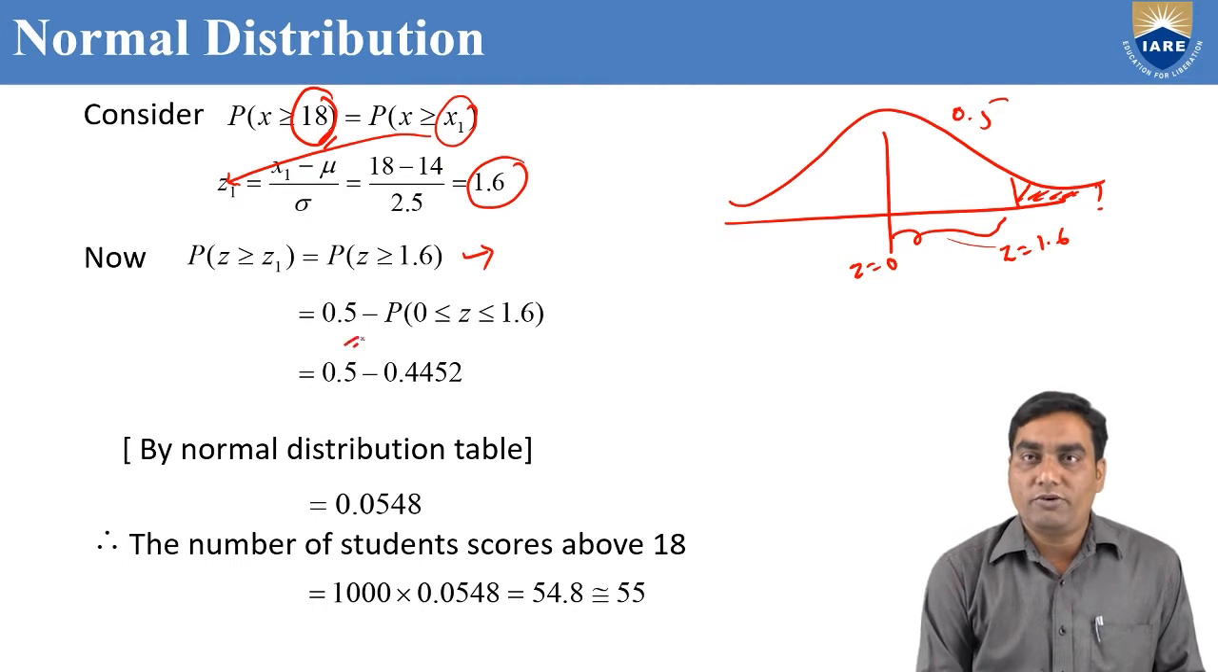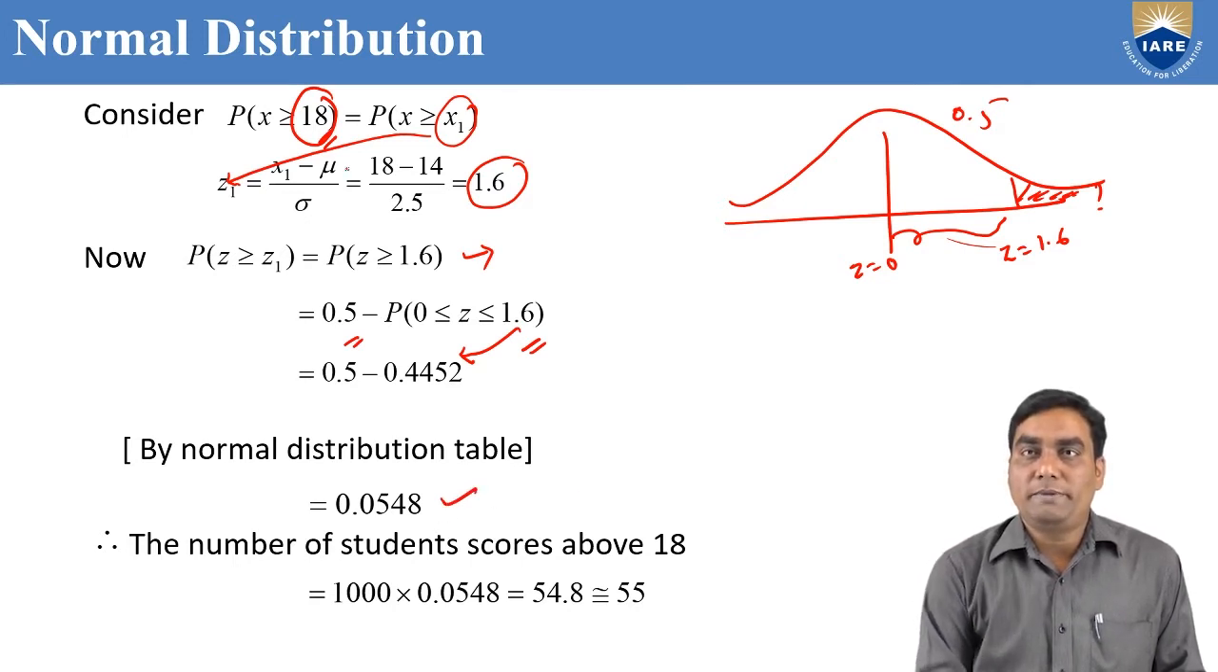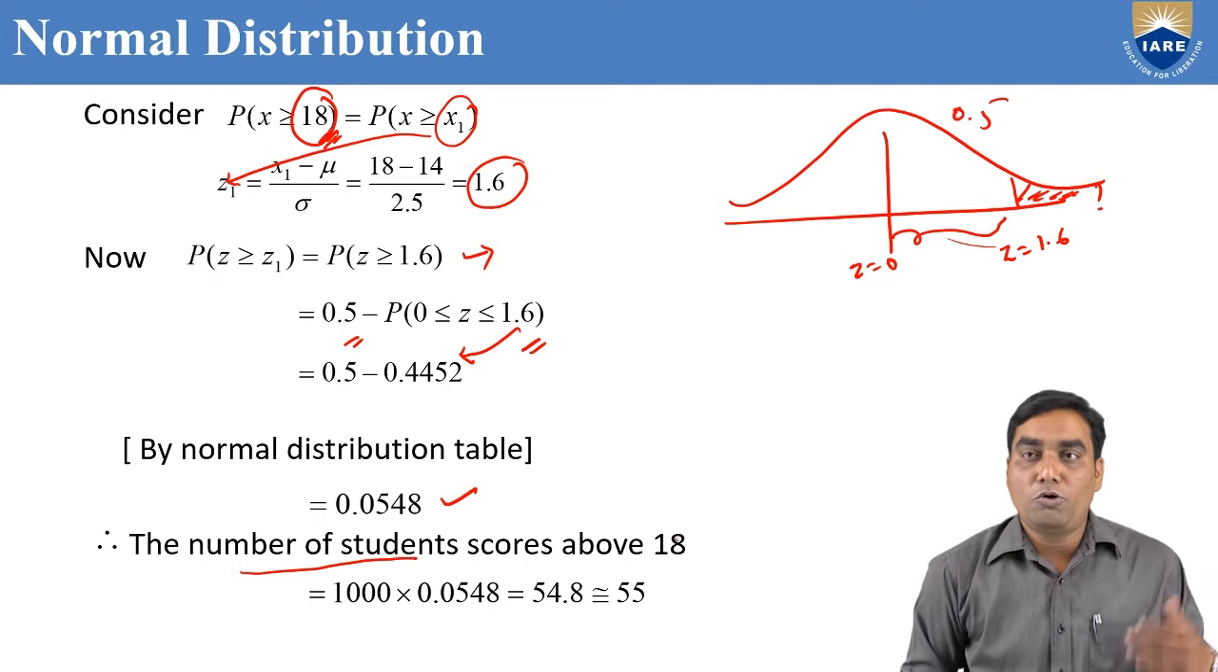So that's why we have written the formula 0.5 minus P of 0 less than or equal to z less than or equal to 1.6. This value we can choose from the normal distribution table. We will get 0.0448. So this is the probability of more than 18. But we need to find the number of students who scored above 18 by multiplying by the total number of students.